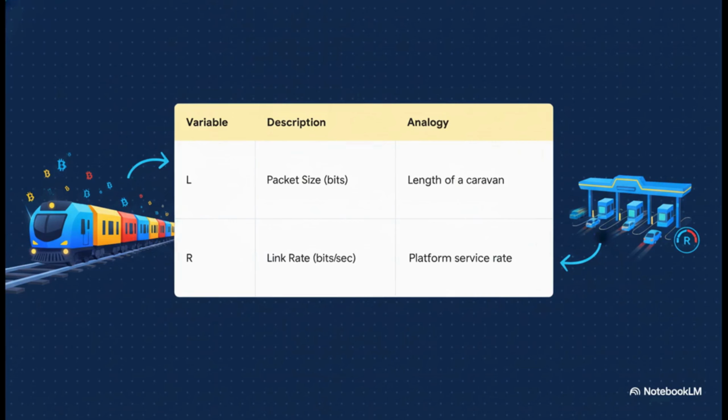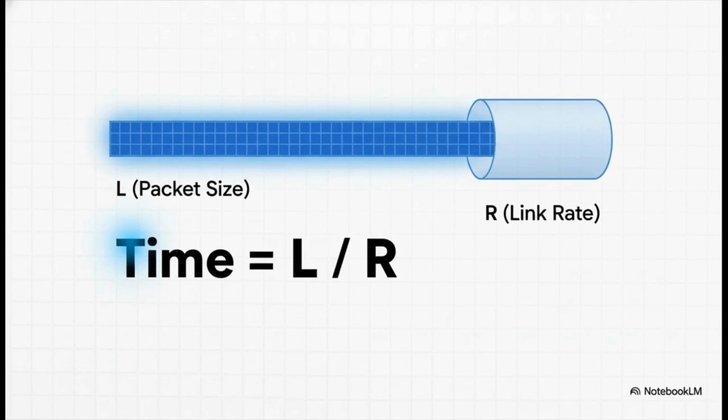To get our heads around this, we just need to think about two things: L, which is the packet size, and R, which is the link speed. I love this train analogy. Think of L as the length of the entire train, and R is how fast the platform can get that train moving onto the main tracks. And the math here is actually super simple. The time it takes is just the packet size, L, divided by the link's speed, R.